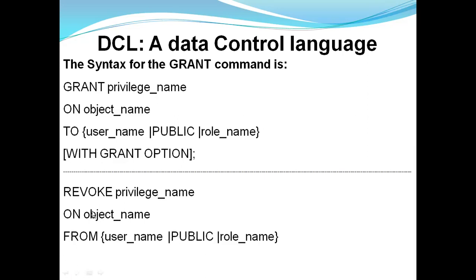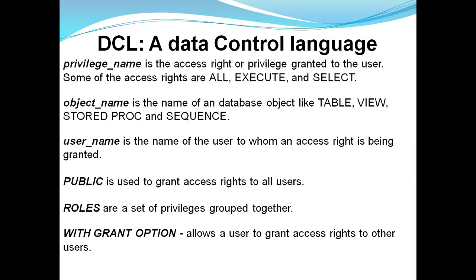Now same thing with the revoke. Revoke privilege name on object name from user, public or role name. So user, public or role name is the same thing. So I hope this DCL is clear. Now in the DCL, what all we have used, you can just see. The privilege name is the access right or privilege granted to the user. One example we have used is select, insert, update, all that stuff. Object name, any object we create in the database is the object. Example, tables, views, stored procedures, sequences, anything.